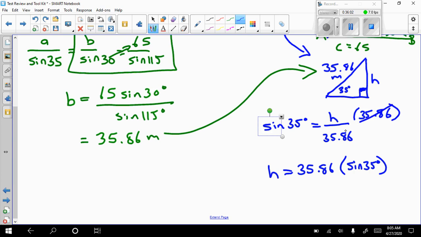It's 35.86 times this side, but it's also 35.86 times this side. So it's the same idea of isolating a variable. And so here we go, 35.86 times sine of 35, and we get a height of 20.568. I'm going to say approximately 20.6 meters high.